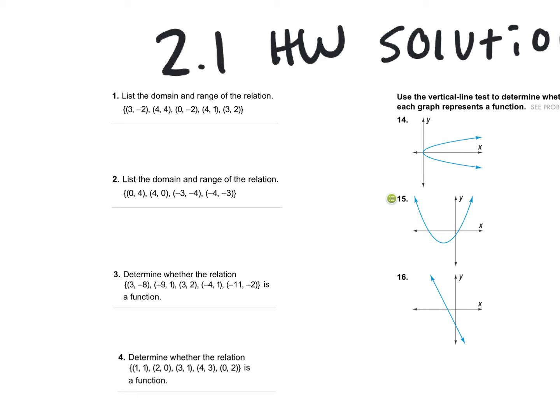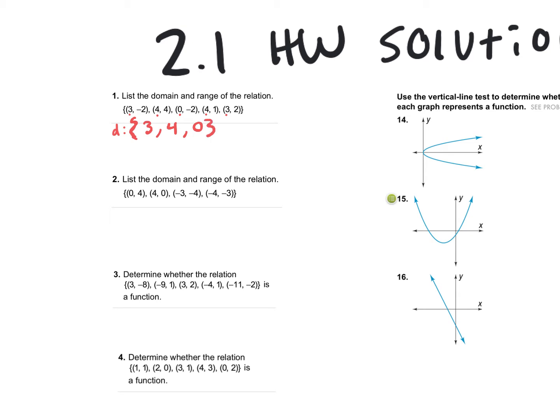So for number 1, list the domain and range of the relation. The domain is your x values. In our domain, we have this little squiggly to denote that we have a set, and then our x values are always the first one in each pair. So we have 3, 4, 0, 4, and 3. And if anything repeats, you don't write it twice. So we have 3, 4, 0, 4 repeats, we don't have to write it again, and 3 repeats, we don't have to write it again.